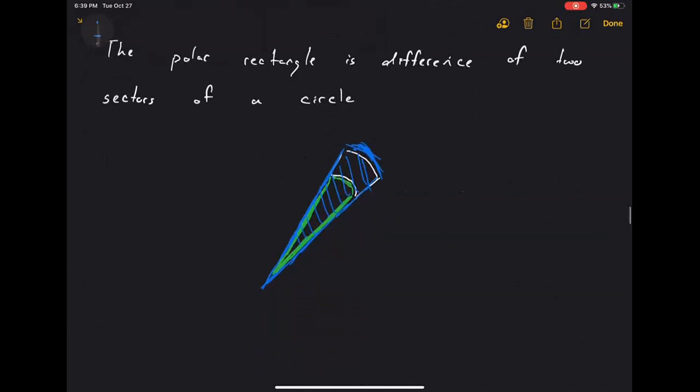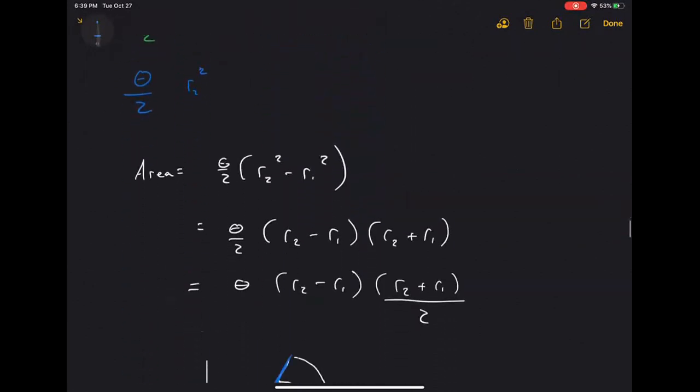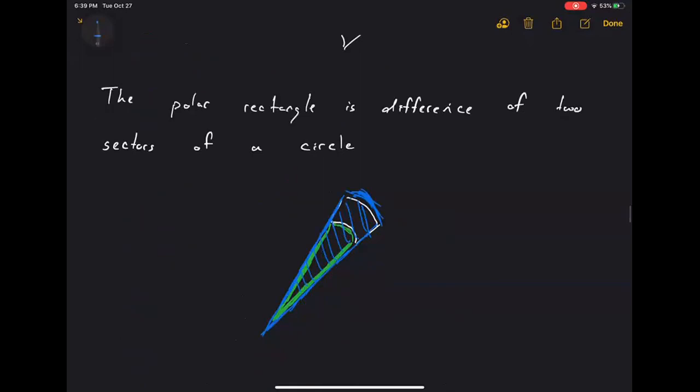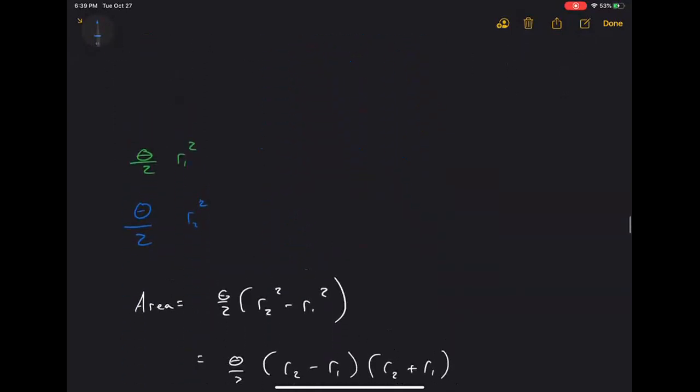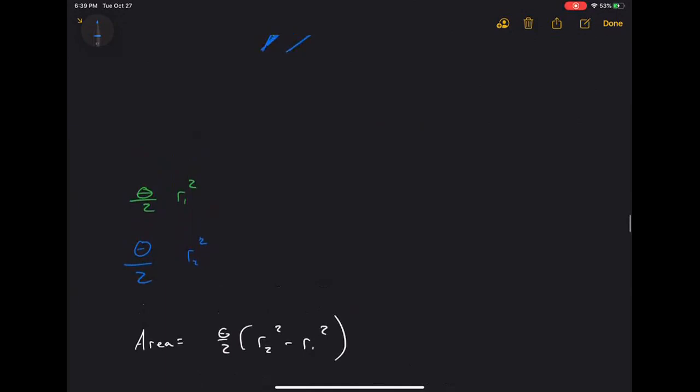I use the formula for the sector of a circle, which depends on the radius and then how big this angle is, right? So let's call this radius r2 for now, and we'll call this theta 2. Then theta 1 and r1 will be for our green sector. So we have theta 2, radius 2. The area of that blue sector is going to be theta, our angle, divided by 2, times our radius squared, r2 squared.